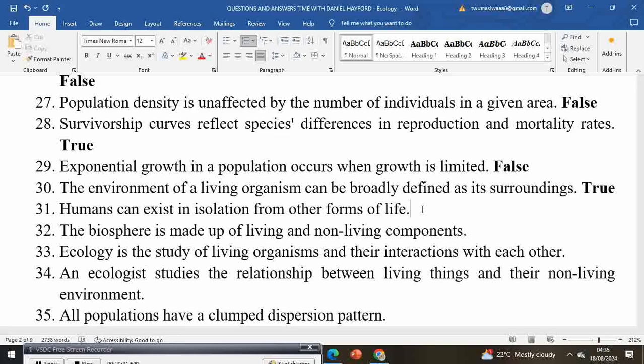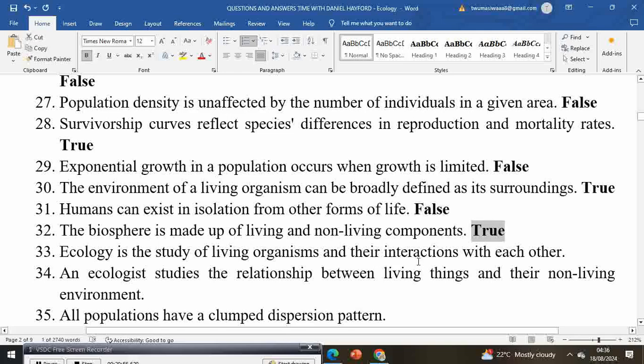Number 31, humans can exist in isolation from other forms of life. This one, we know that it is false. I think there was a similar question like that. So it is false. Question number 31 is false. Question number 32. The biosphere is made up of living and non-living components. This one, based on what you've said so far, you can afford to say it is true.